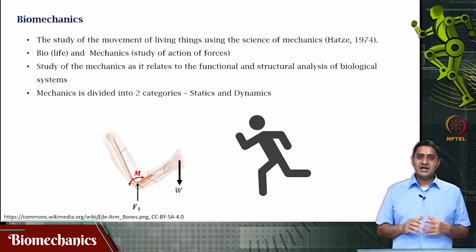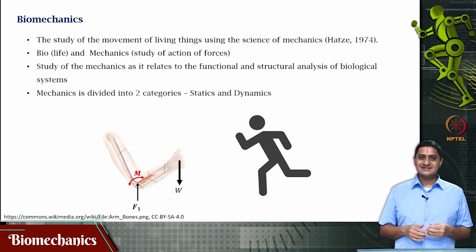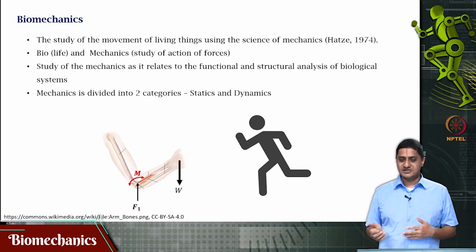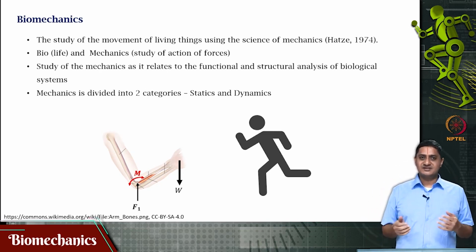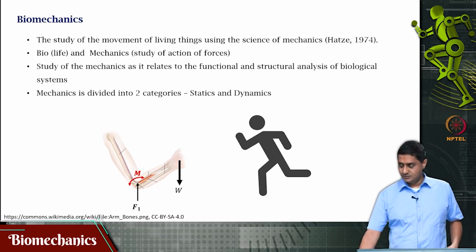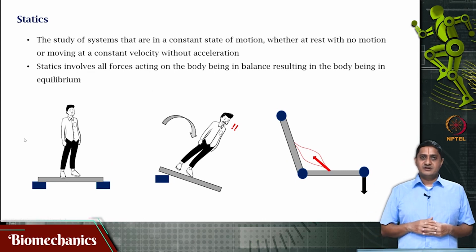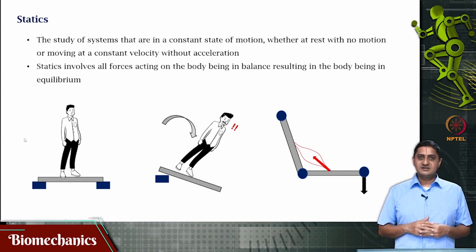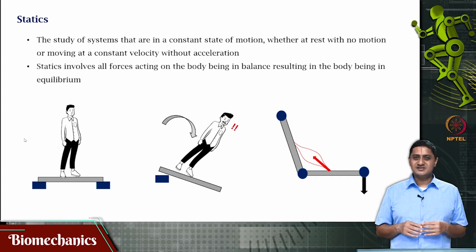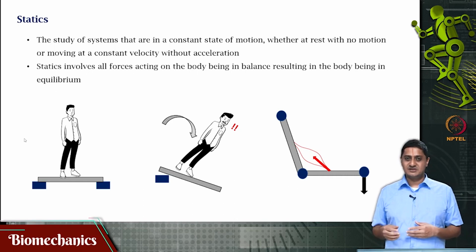In general, mechanics is divided into two broad branches called statics and dynamics. We will define what these are in some detail. Statics refers to that branch in which a system is at a constant state of motion, or in other words, it might be at rest or moving with a constant velocity, that is, it is not having an acceleration.